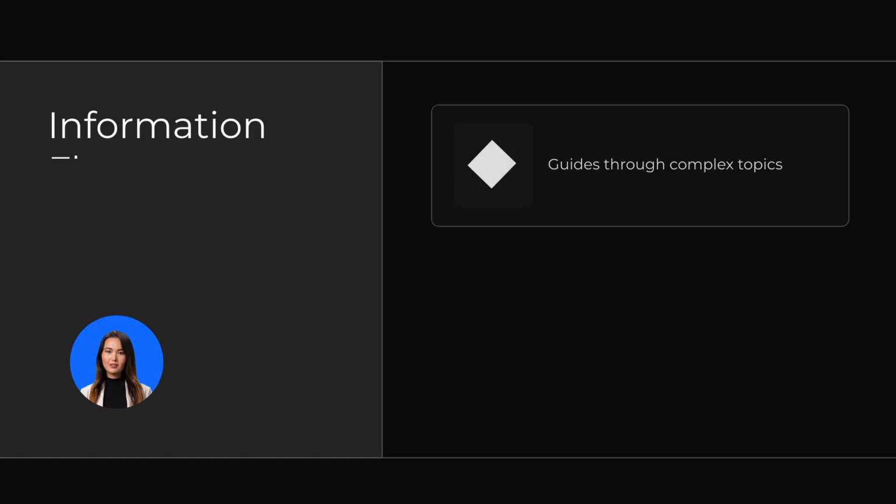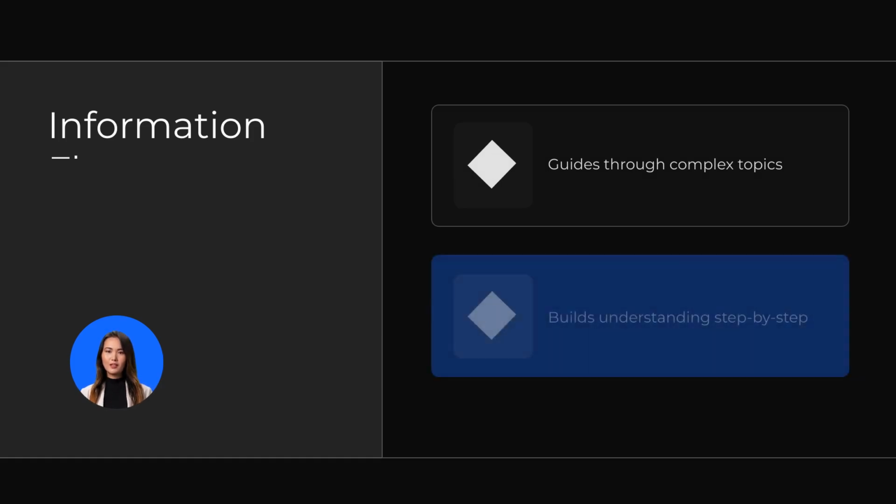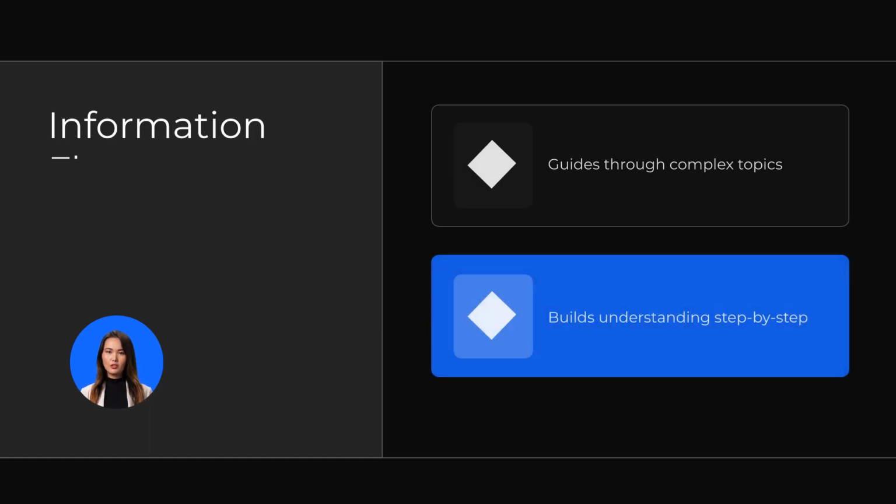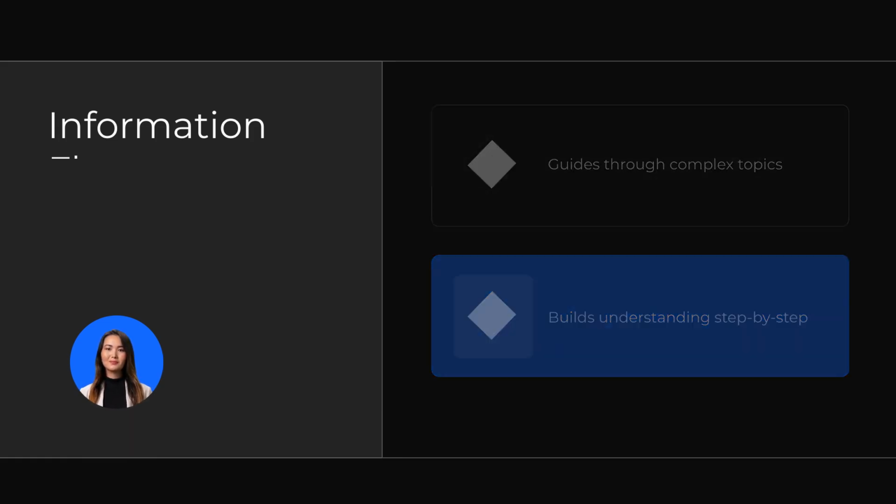Information flow refers to the logical progression of ideas in a presentation or lecture. It helps guide students through complex topics, building their understanding in a step-by-step manner. A strong information flow ensures that students can follow the lesson naturally. This leads to better retention of the material being taught. Clear organization is the foundation of effective teaching.